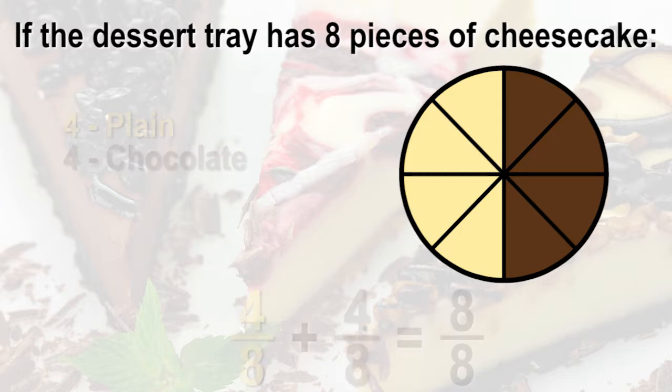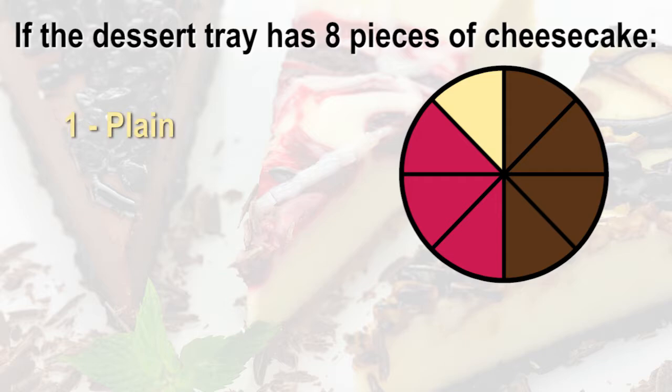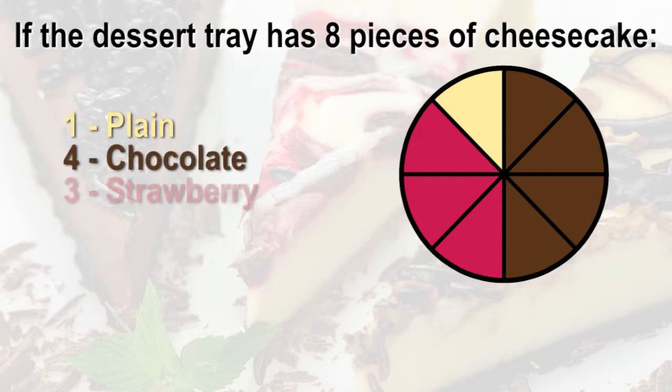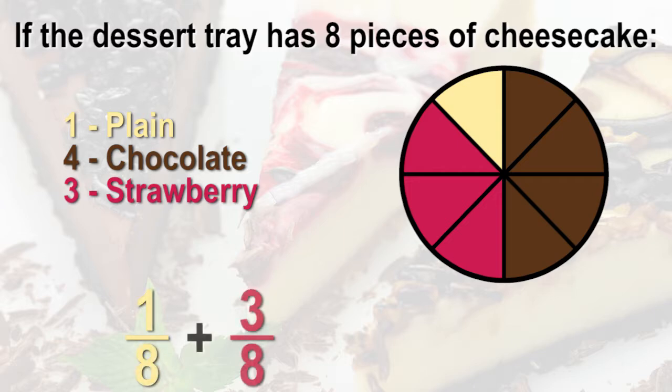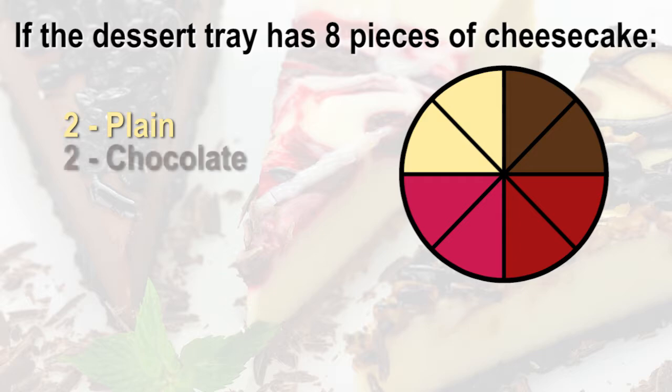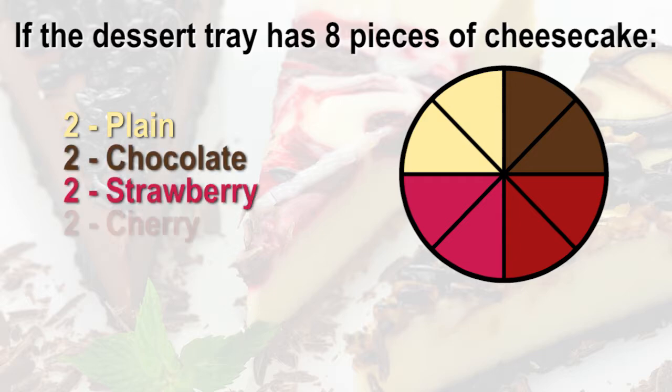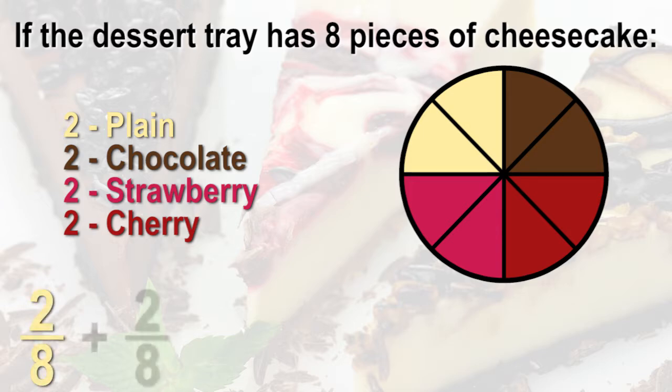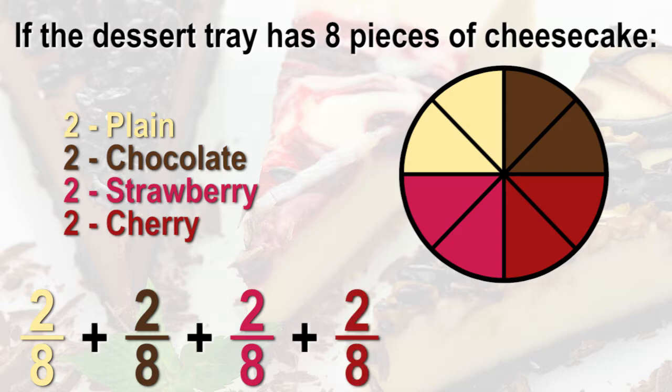But if the dessert tray has 8 pieces and 1 is plain, 4 are chocolate, and 3 are strawberry, we could represent it as 1/8 plus 3/8 plus 4/8 equals 8/8 or 1 whole. If the dessert tray has 2 plain, 2 chocolate, 2 strawberry, and 2 cherry, we could represent it as 2/8 plus 2/8 plus 2/8 plus 2/8 equals 8/8 or 1 whole.